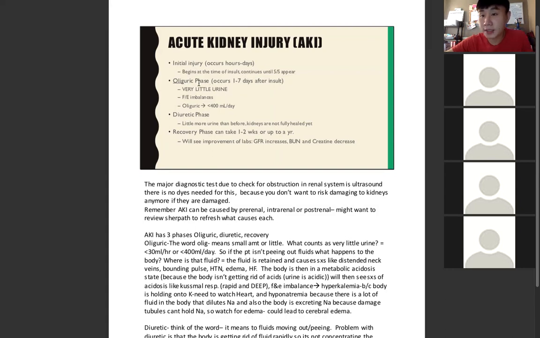In the oliguric phase, the name tells us, oliguric meaning no urine. So no urine is produced, or very little urine is being produced. Therefore, it will lead to fluid and electrolyte imbalance. When the urine is not produced, the water is retained inside the body, and all the toxins and bad stuff that should be excreted stay in our body. And oliguric means less than 400 ml a day.